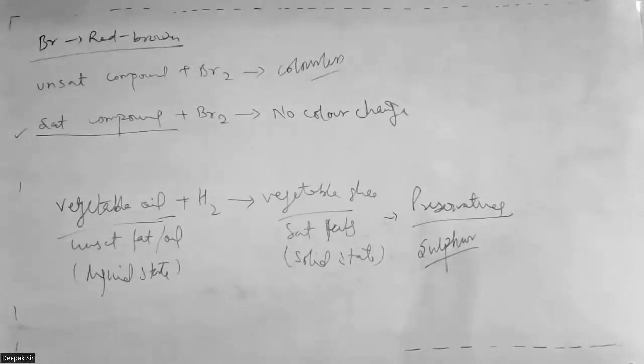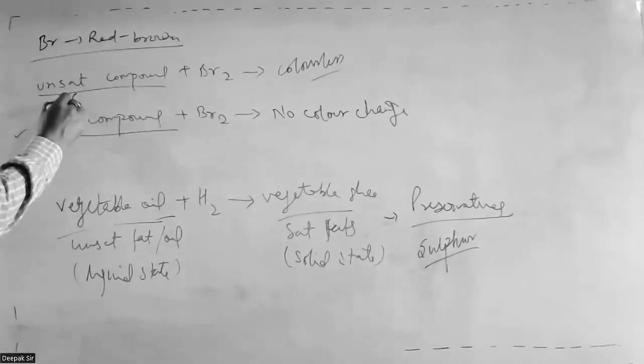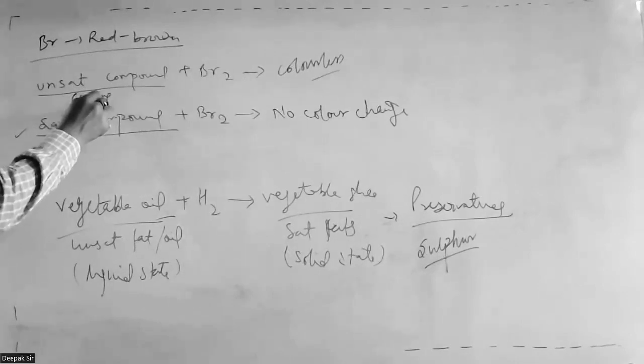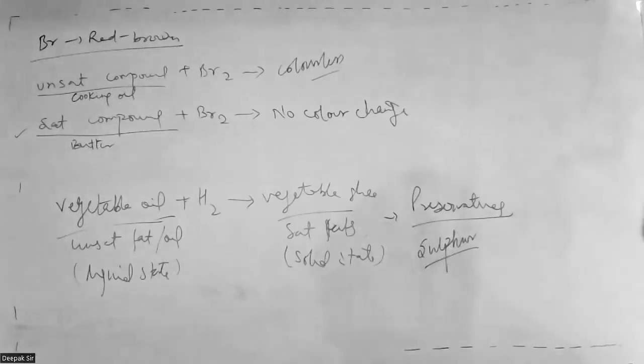There can be a question: how will you distinguish between cooking oil and butter? Cooking oil is vegetable oil, so it is an unsaturated compound, whereas butter is a single bonded compound. So we will find that butter will not discolorize the bromine, whereas cooking oil is going to discolorize the bromine. So we can differentiate between unsaturated and saturated compounds.